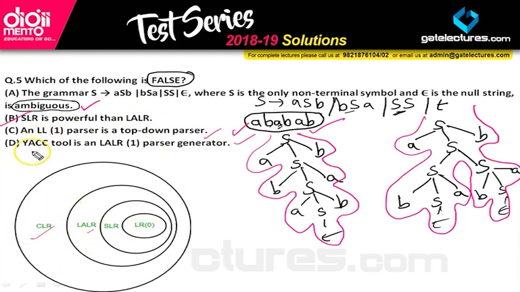Okay. Now next, the YACC tool is an LALR(1) parser generator. This is also right. This is a powerful parser. That's why the YACC tool also uses this parser. So C and D are right, but we have to pick out the false option. That's why B is the answer here.